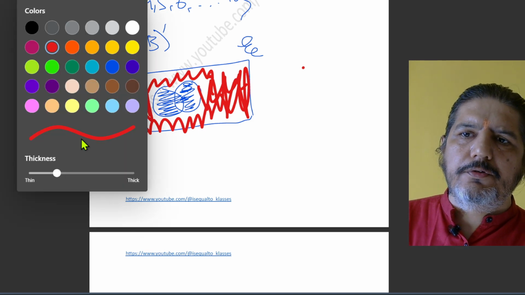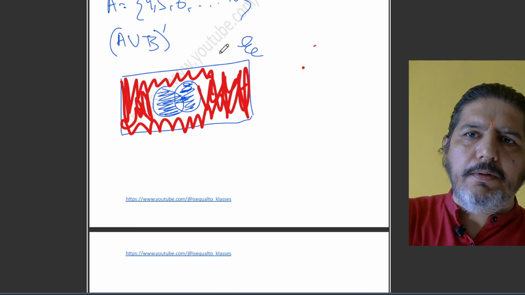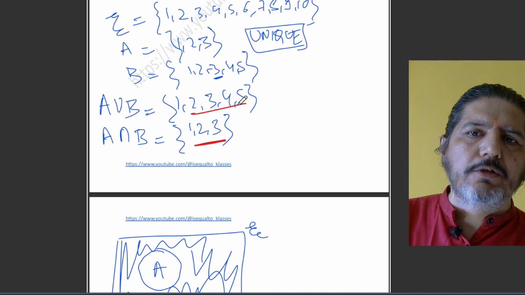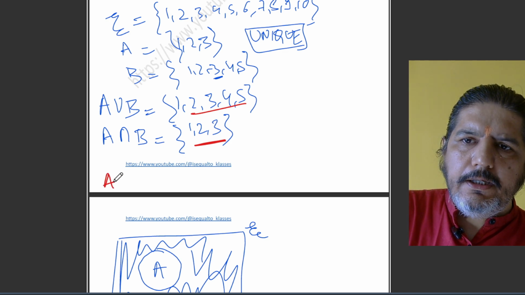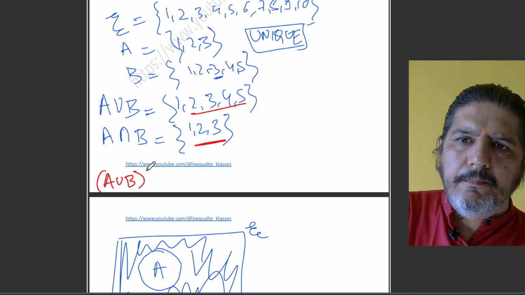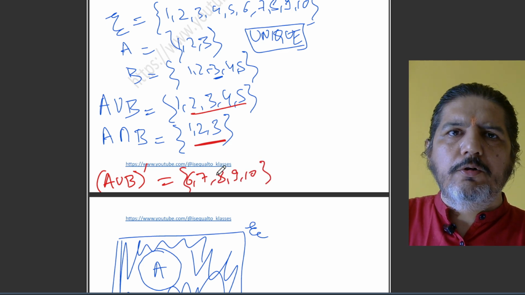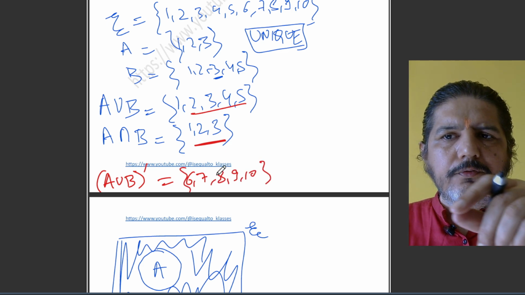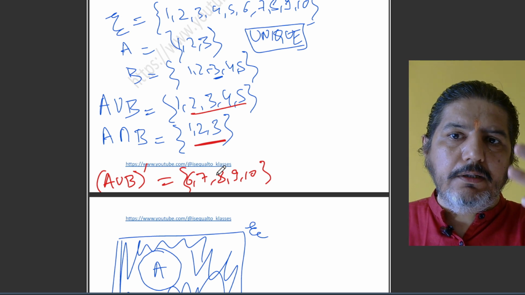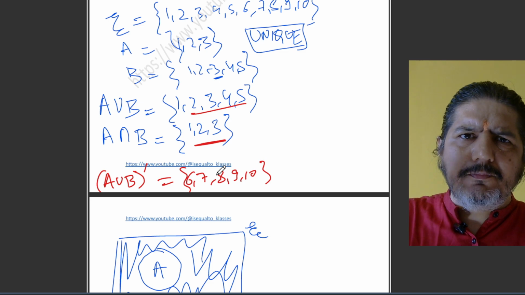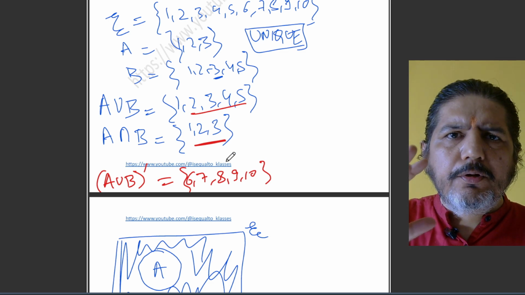And in terms of our question, for example, in my case A union B was 1, 2, 3, 4, 5. So in my case, my A union B complement would be 6, 7, 8, 9, 10. Now, I hope you are able to see how easy it becomes to find the value of A union B complement when I use Venn diagrams. It's a beautiful visualization technique.